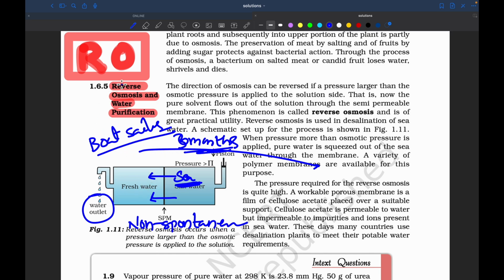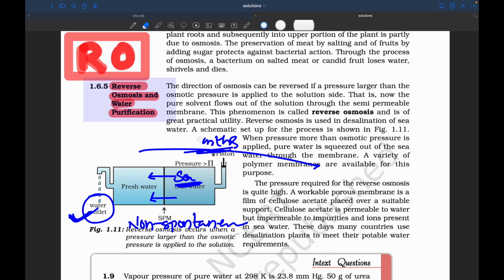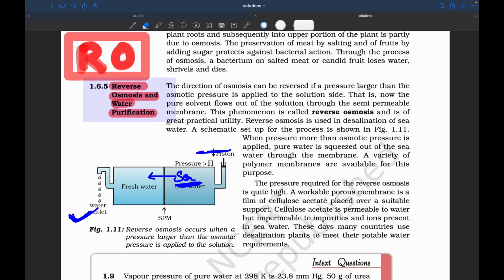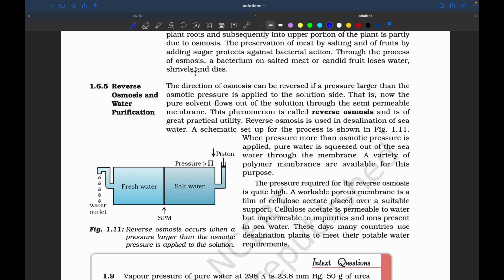So that's why they will fix a reverse osmosis equipment in their boat, and that will take the sea water and convert it into fresh water, and they can use it for domestic purposes. This is what you call reverse osmosis, right? So reverse osmosis won't take place all by itself. It needs energy. External energy is required for it, right?